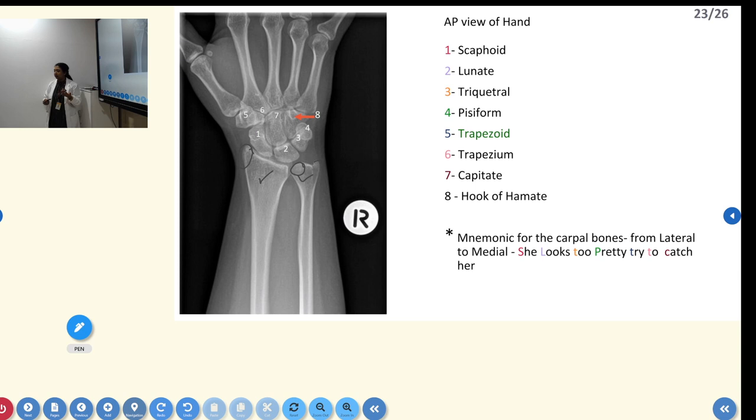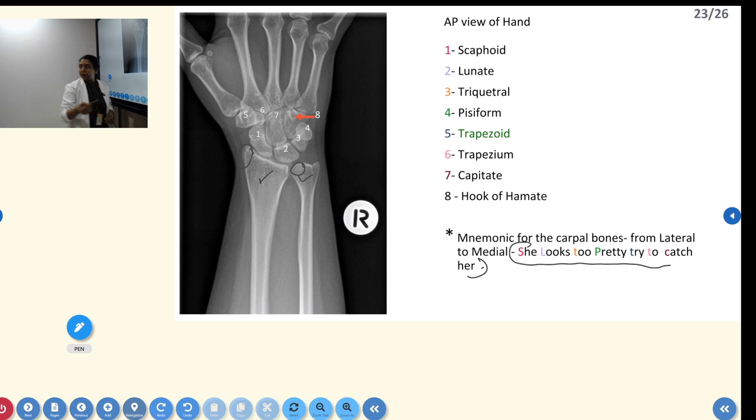The other method is to count the number of phalanges. Obviously the thumb will have two phalanges, so that is the lateral side. Now we have seen the lower end of the radius and the ulna, and we are moving on to the carpal bones. Carpal bones are arranged in a proximal and a distal row, and we name them from lateral to medial side. You can remember this mnemonic: she looks too pretty, try to catch her, to remember the order in which the carpal bones are arranged.